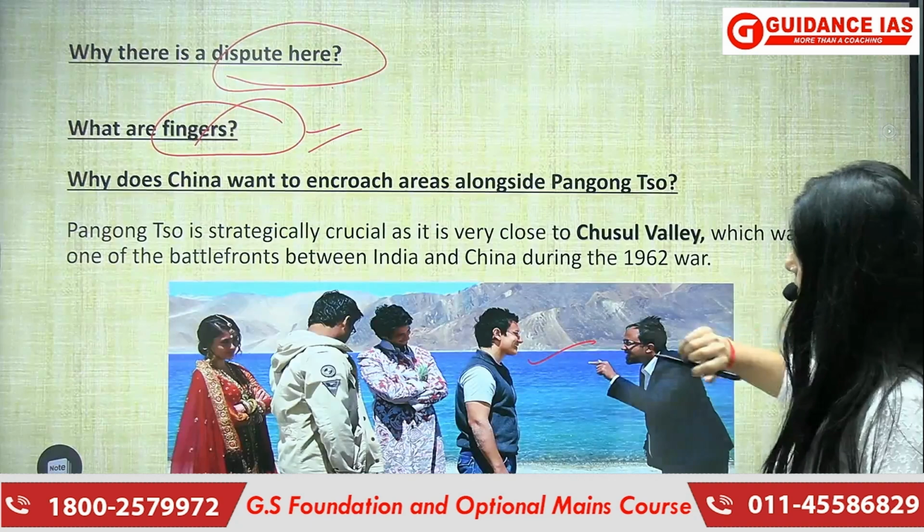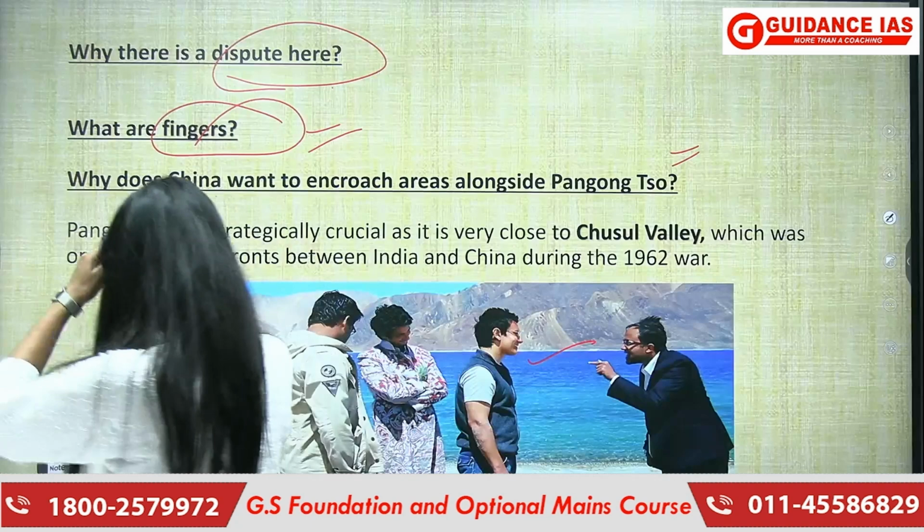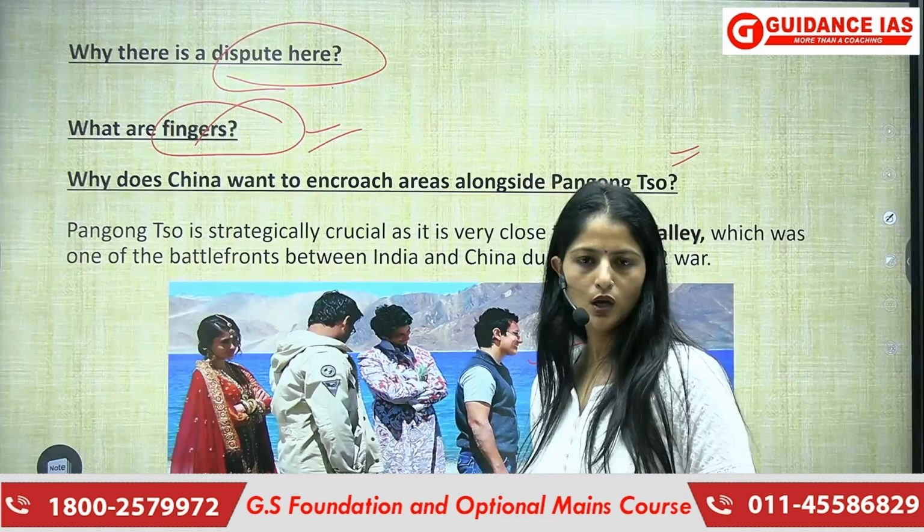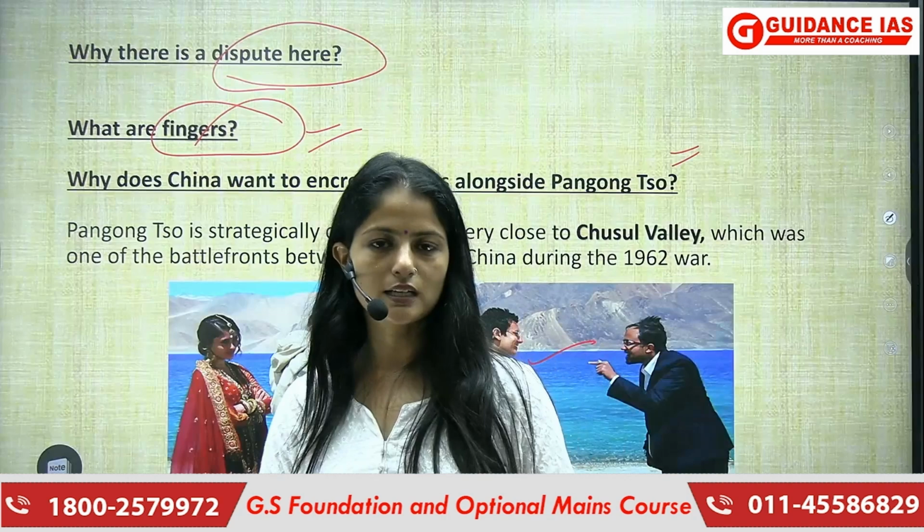The fingers also you have seen. So why does China want to encroach alongside this? Why do they want to do all of this, and why are they exactly constructing the bridge? Because of course they can easily transfer their troops to our territory.